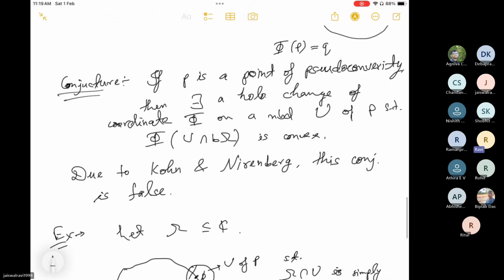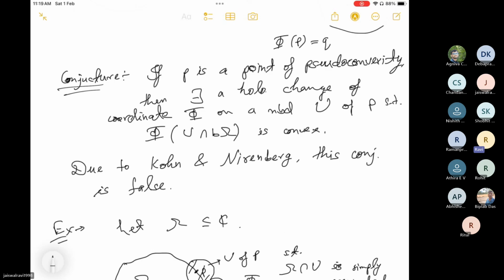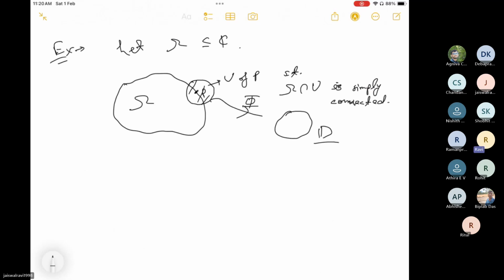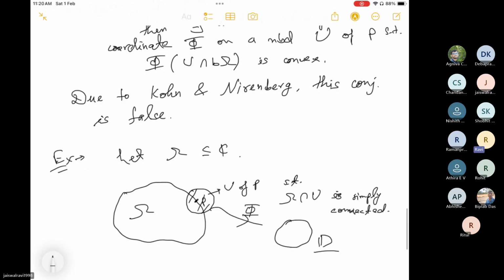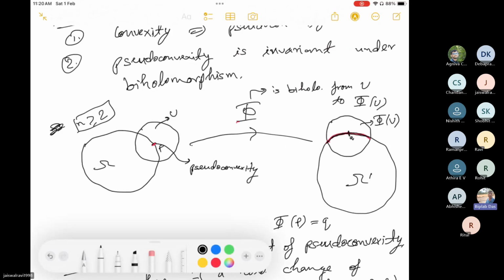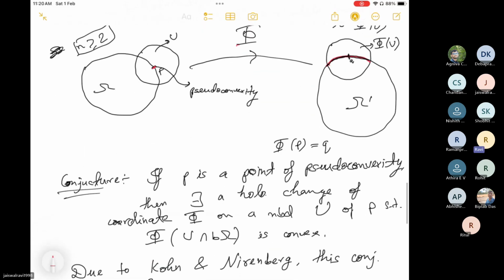So Kohn and Nirenberg have an example which has dimension greater than or equal to 2. So this conjecture is false if the dimension is greater than or equal to 2, meaning the domain is contained in C^n where n is greater than or equal to 2.